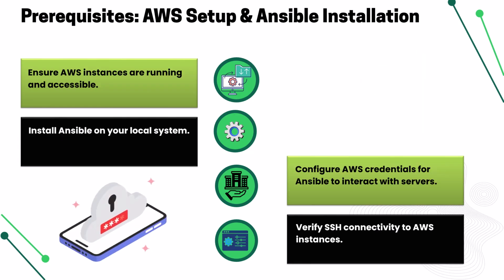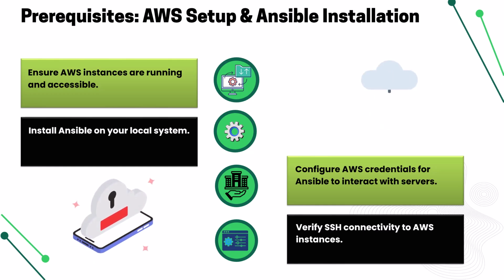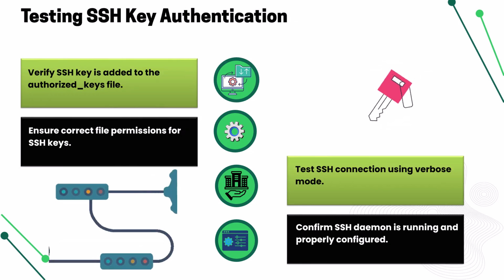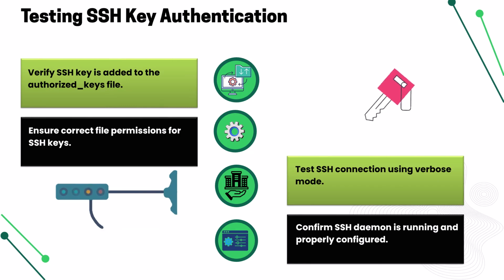Before we dive into the actual magic, let's make sure the foundation is solid. First, have your AWS instances up and running, kind of important. Second, install Ansible. No, it won't install itself. Third, set up AWS credentials so Ansible knows who it's talking to. And finally, test SSH connectivity, because troubleshooting at the last minute is never fun. Ready? Let's roll. Alright folks, let's talk about testing SSH Key Authentication.